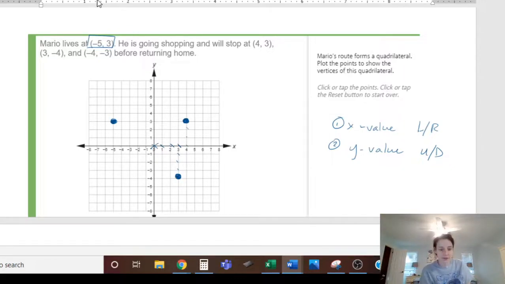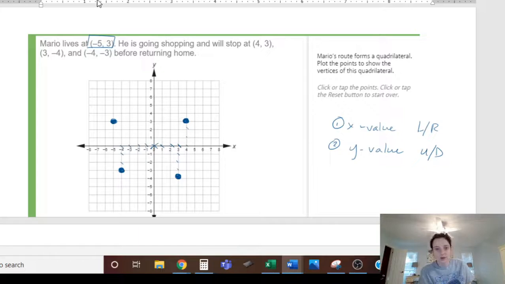Then I have one spot on my route left, which is (-4, -3). Negative 4 for the x value means to go left: 1, 2, 3, 4. Negative 3, go down: 1, 2, 3. And here was my final stop before returning home.